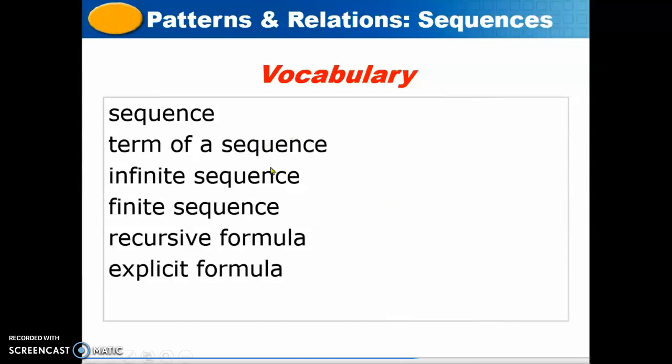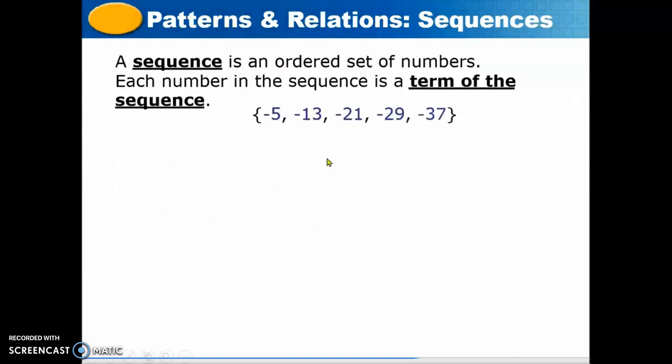All right, so sequences, I've got some vocab here. Sequences, this is a sequence. You can see I have it in braces here. I put them all in blue because they're actually the outputs in a relation. Okay, the term, this is the first term of my sequence. This is the second term, the third term, the fourth term, and the fifth term.